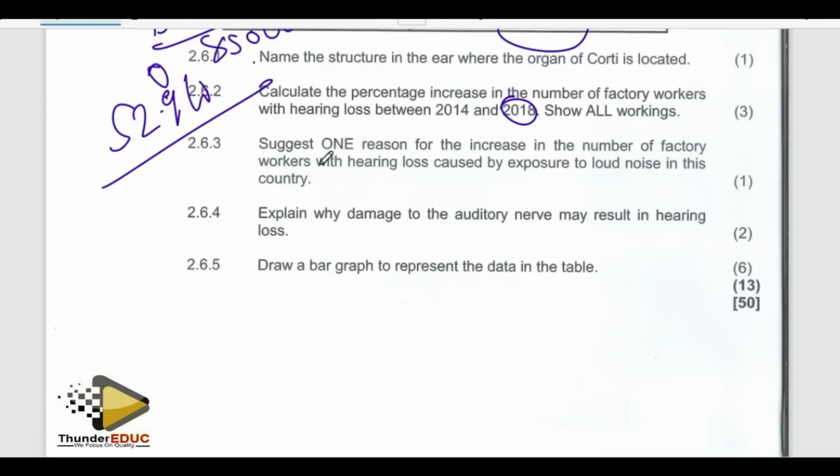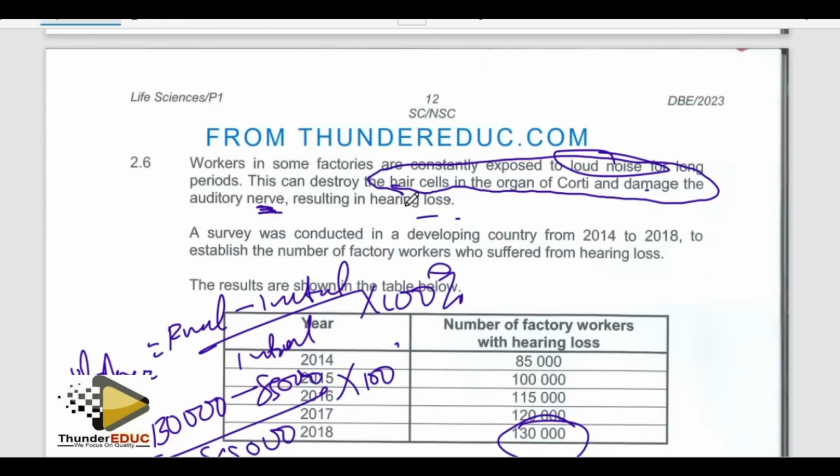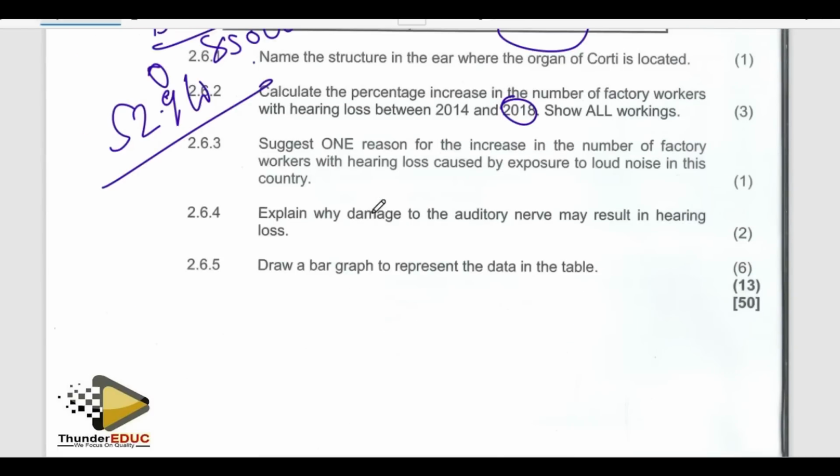Anyway, let's go. They're saying, suggest one reason for the increase in the number of factory workers with hearing loss caused by exposure to loud noise in this country. They said it here, that this can destroy the hair cells in the organ of Corti and damage the auditory nerves. That's why I like the passage. You get the answers from there.